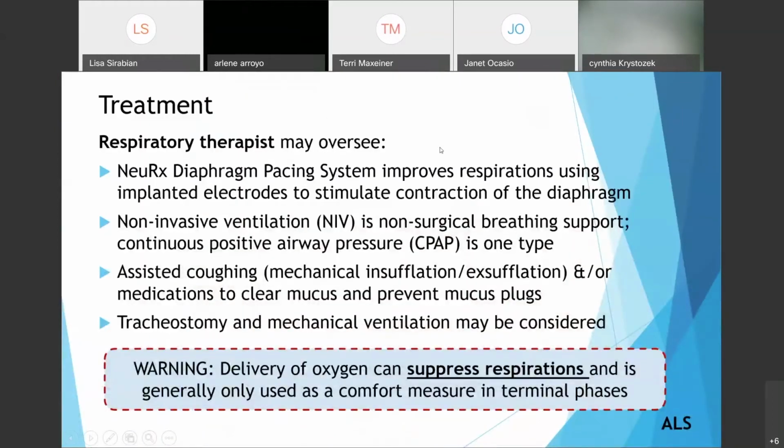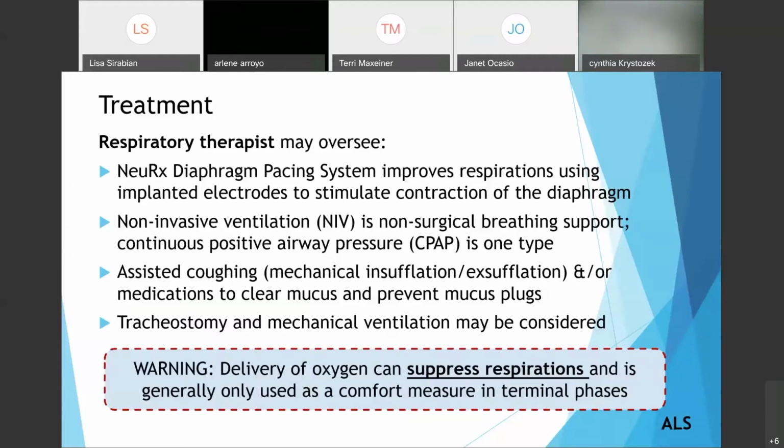There's also non-invasive ventilation. The one that we're probably most familiar with is CPAP. This is a non-surgical way to support this person's breathing. Then there's something called assisted coughing, which has to do with positive pressure. It's a device that provides positive pressure with a quick switch to negative pressure. So it blows in with pressure and then sucks out. Ultimately, that's what it does. The negative pressure tries to help them clear the mucus, clear the secretions, and not get pneumonia.